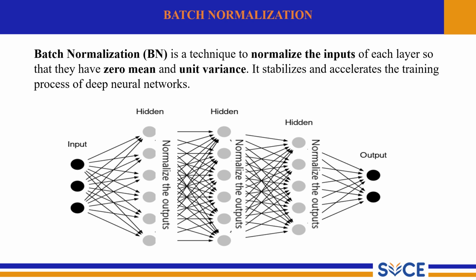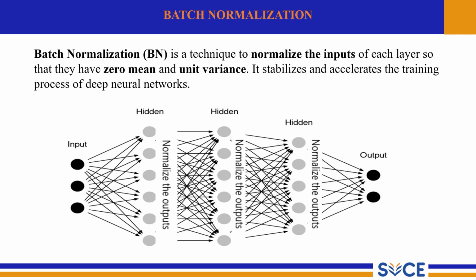So next one is batch normalization. It's often called BN, which works by normalizing the inputs of each layer so that they have zero mean and unit variance. In simple terms, it ensures that the data flowing into each layer is well behaved and consistent.